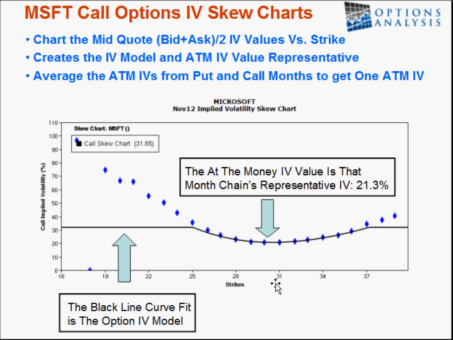The bottom scale is strikes. The vertical scale is implied volatility. You see that the skew chart has a smile associated with it. Implied volatility at strikes different from the at-the-money strikes, the one near where the stock closes, are much higher. Why is that?